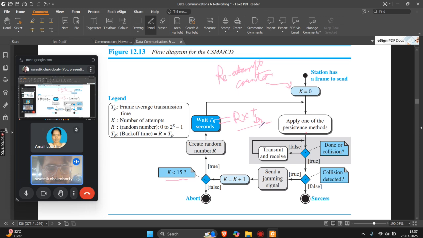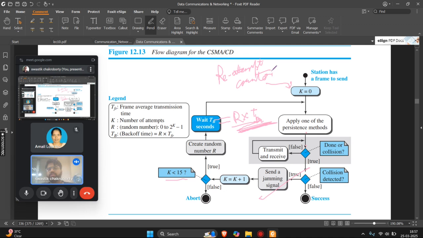So how many frame times we will wait is random. TFR is the frame time. So we can wait 1 TFR, we can wait 2 TFR, like that. And then using one of the persistence methods, we will again send the frame. So whenever we detect a collision, we send a jamming signal and stop all the transmission till a particular backoff time, which is randomly generated.